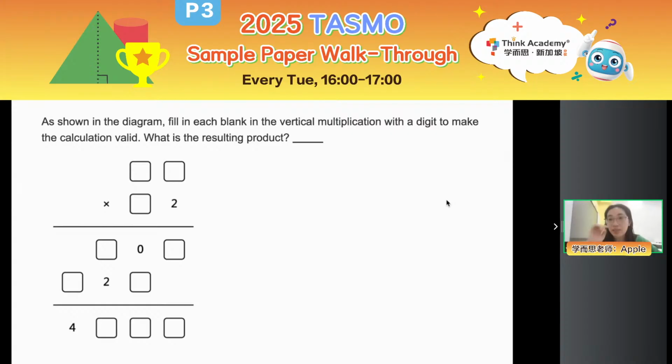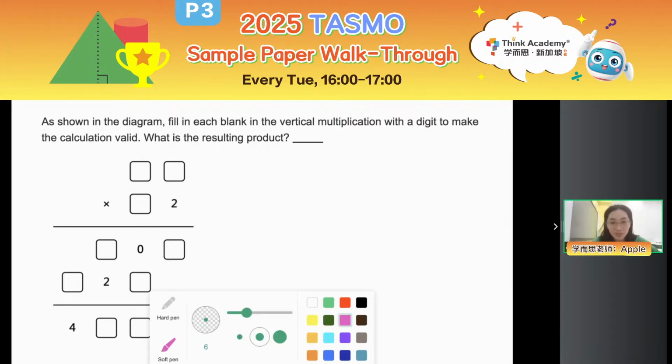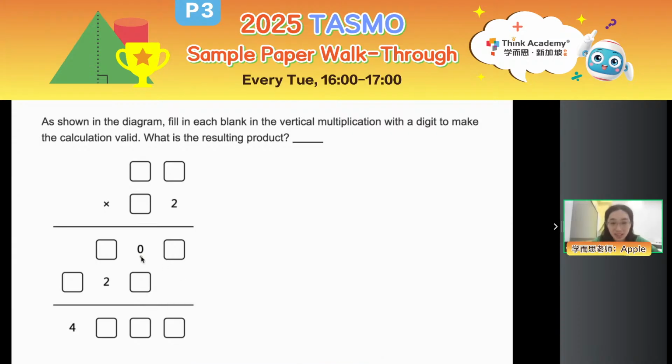Then next one, this is about a number puzzle. As shown in the diagram, fill each blank in the vertical multiplication with a digit to make the calculation valid. What is the resulting product? Well, you see that this is a number puzzle with a multiplication. It looks very confusing, right? But again, everyone think about it. Which digit is very special that maybe you can find some breakthroughs? Yes, it should be digit 0.